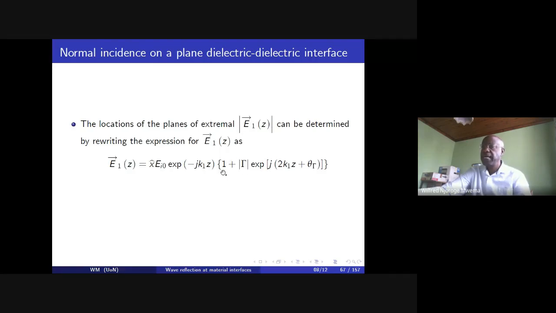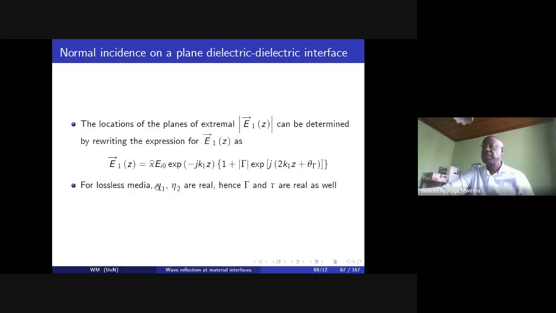And because we are adding, we are assuming that gamma is not exactly a real value, but a complex value, especially when we have a lossy material, and therefore we are giving it a phase angle. So we use the magnitude and phase expression, and we can always factor it out together as twice k1z plus theta gamma. That is the angle of the reflection coefficient.